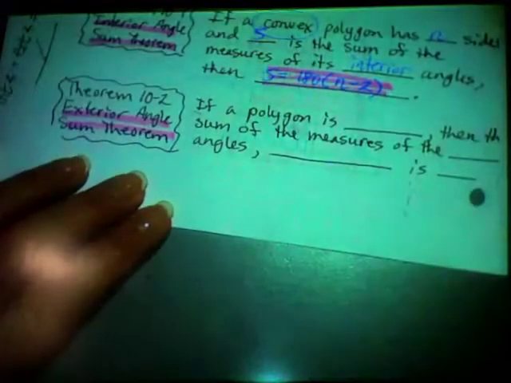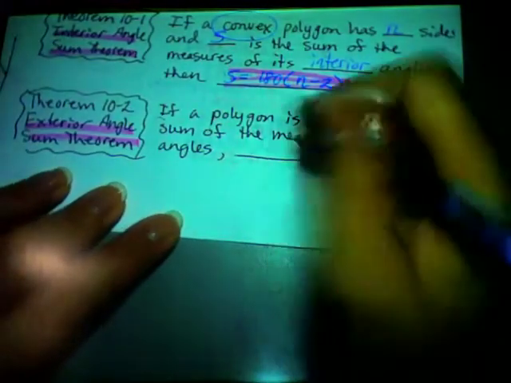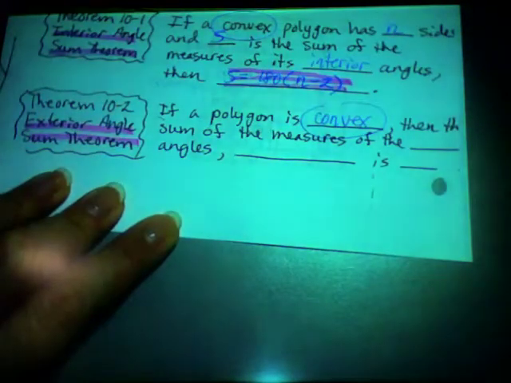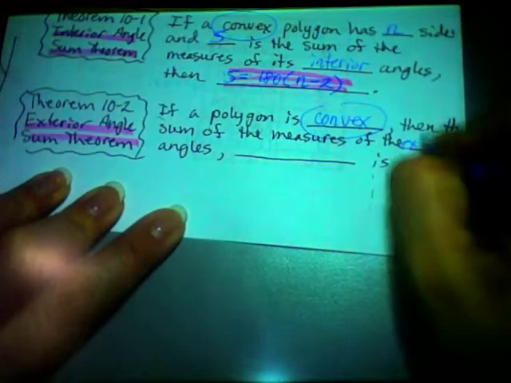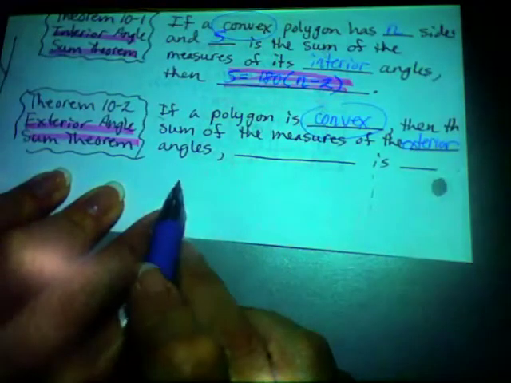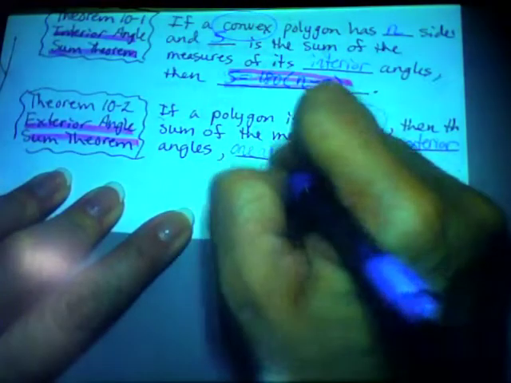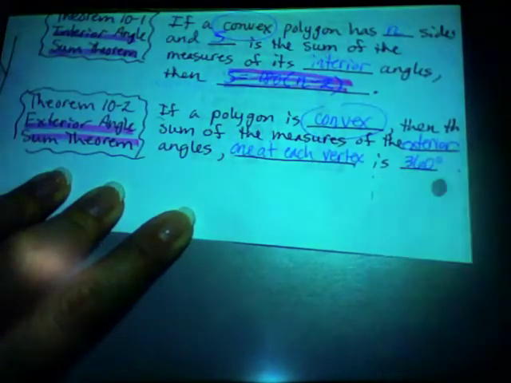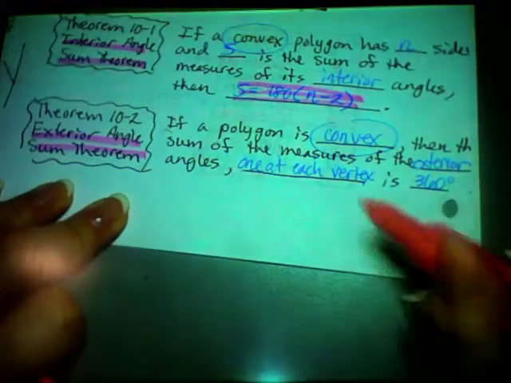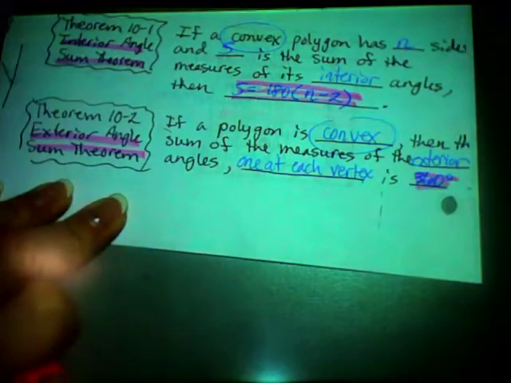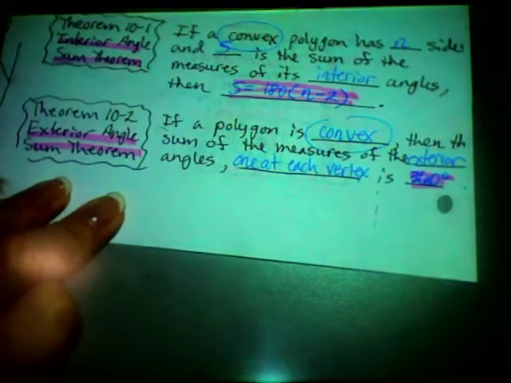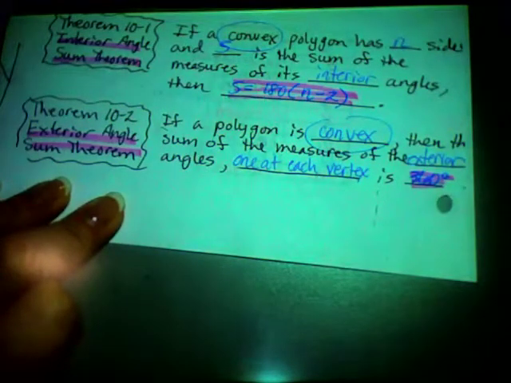So let's fill in this part. If a polygon is, and again it must be convex, this does not work with concave polygons, neither one of these do, then the sum of the measures of the exterior angles, one at each vertex, is 360 degrees. And so you're not going to forget that. And the key to this chapter, or the key to this section, is knowing your external angles and knowing that they add up to 360 degrees. It's the way to easily find any answer.